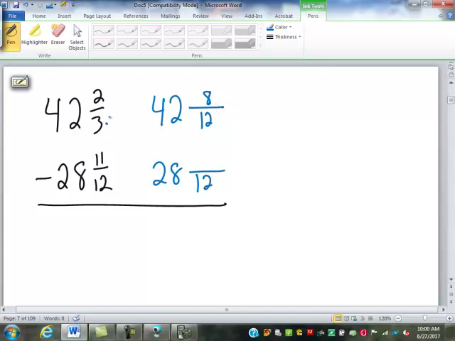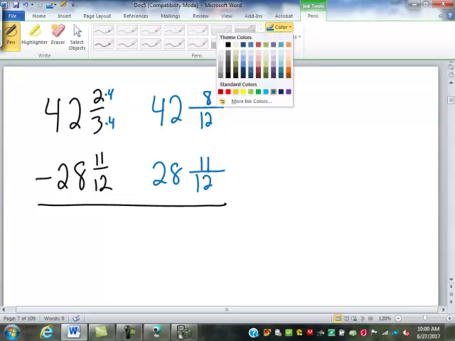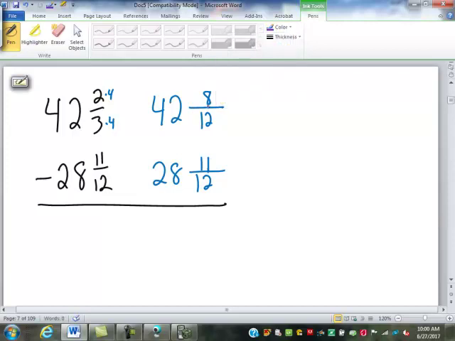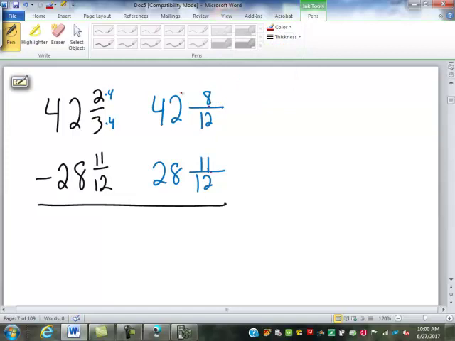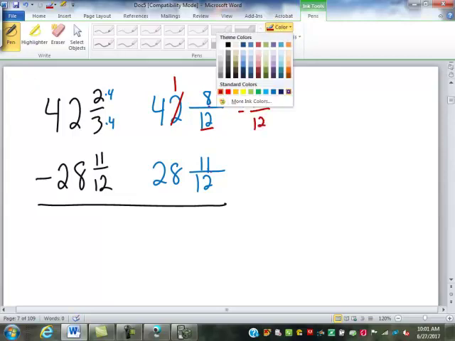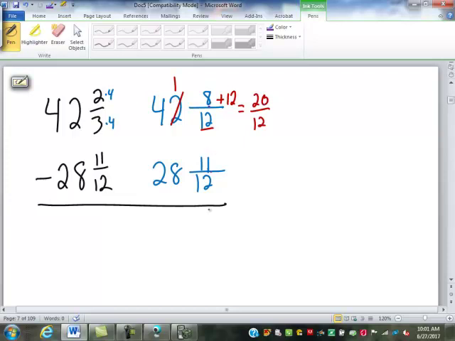So what's this going to become? 8. Very good. 3 times 4, so 2 times 4 is 8. What's this going to be? Trick question. It just stays 11. Yes. But we do come to subtract here. 8 minus 11 isn't going to work. So what do we have to do? Borrow from the 2 makes that a 1. What do we put on the 8? Add 12. Very good. Add our denominator. 8 plus 12 is 20. 12s. And now 20 minus 11?